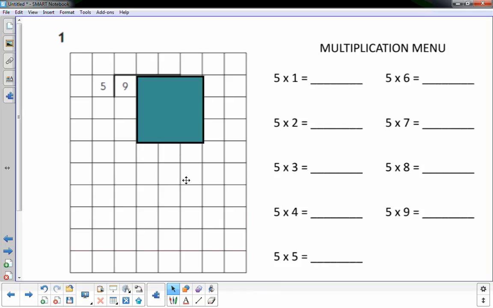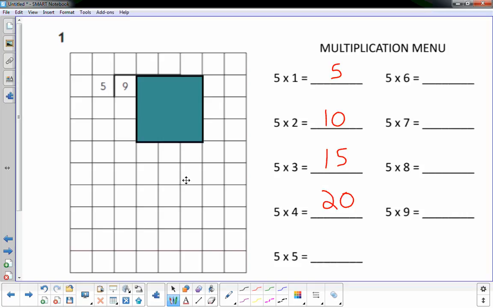So I'm going to cover up this large number except for the first one on the left, the 9. And before I start dividing, I'm going to quickly do my multiplication menu. So 5 times 1, 5 times 2, it's just all my 5s multiplication facts. That will be really helpful to me as I work through these.